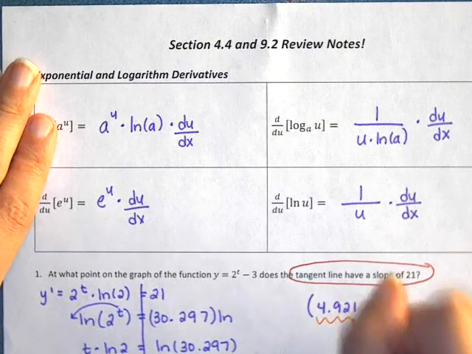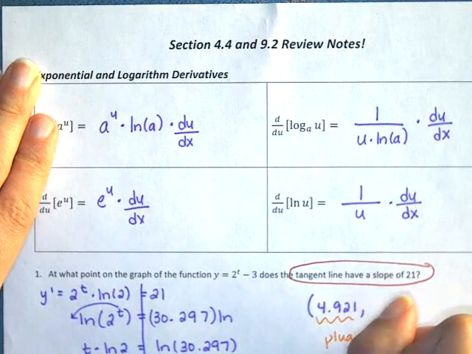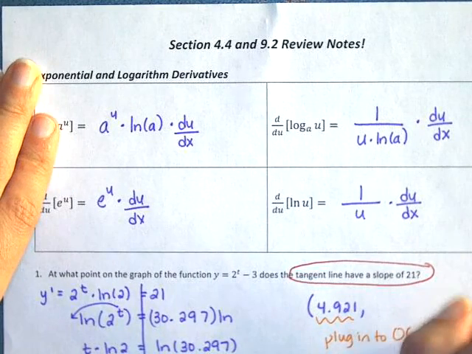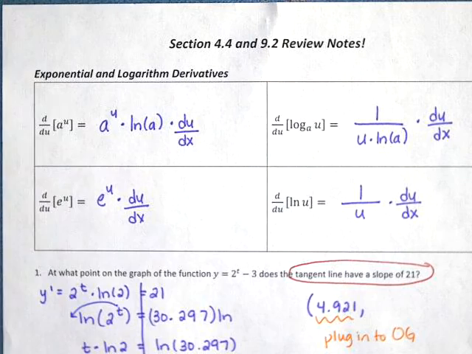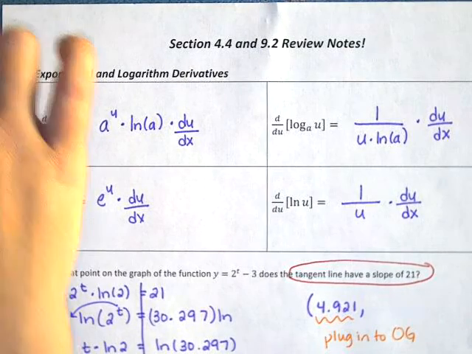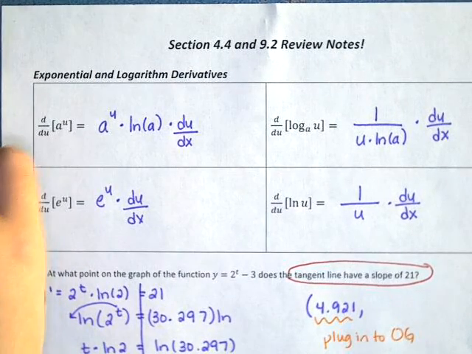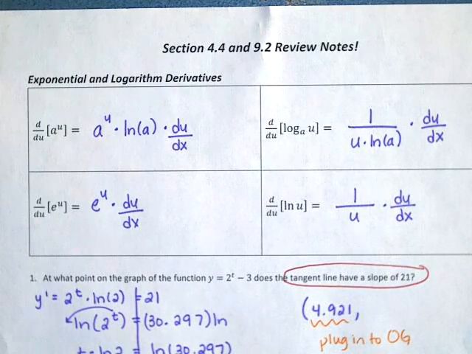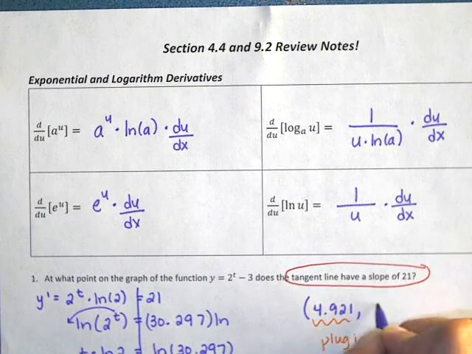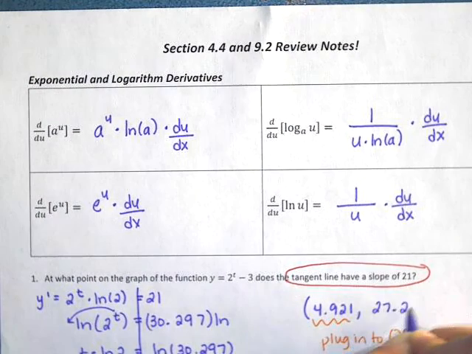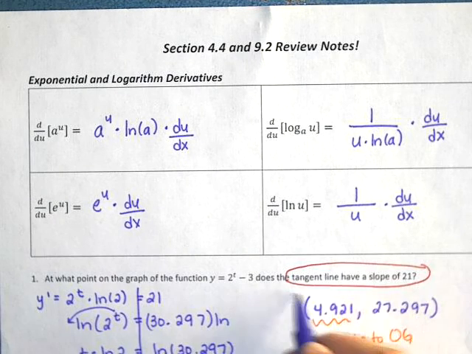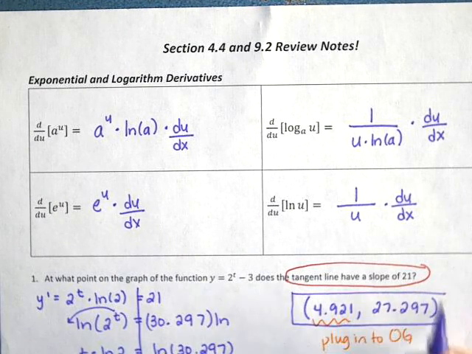Now that would be the x value of my ordered pair, but to calculate the y value, I'm just going to take this and plug it into the original function. Not the derivative, the original. So 2 to that number minus 3 would be 27.297. And that is the point on the graph.